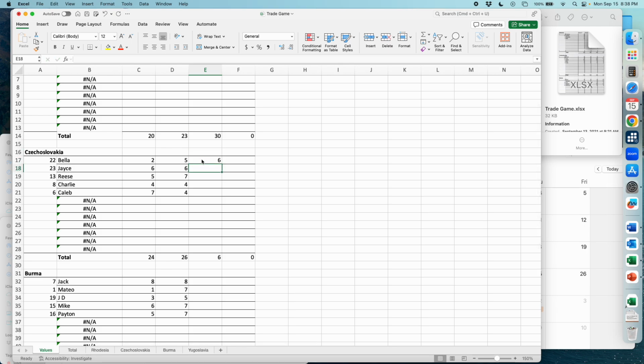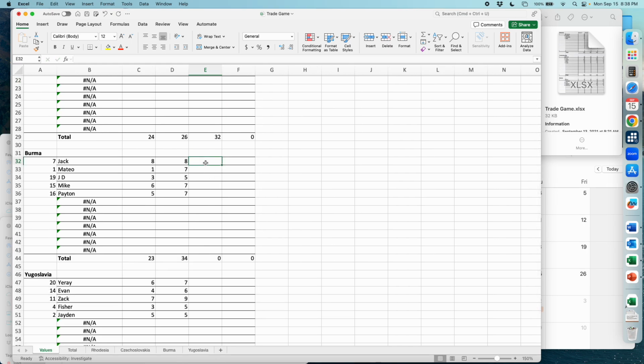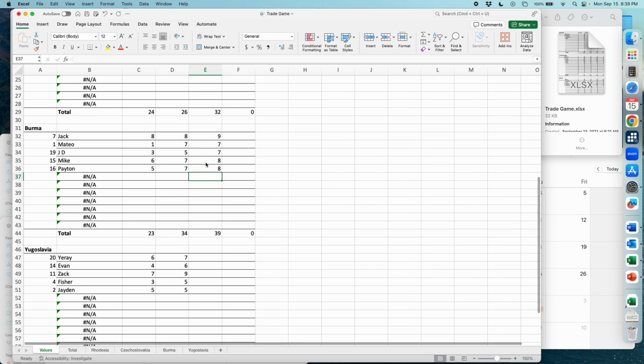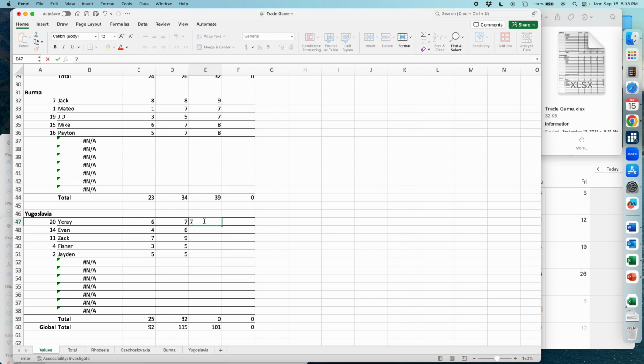Bella, it goes up to a 6. Jace finally got some trades he could believe in. Reese stays at a 7, let's say. Charlie goes up to a 6. And Caleb finally starts to go back up and says a 5, right? Jack goes up to a 9. Mateo stays at 7. JD, suppose he goes up to 7 as well. Mike is up to 8. Peyton is up to 8, right? And then Jure stays at 7, let's say. And Evan goes up to 7. Zach stays at a 9. Fisher, suppose he stays at a 5. And Jaden finally goes up to a 7.